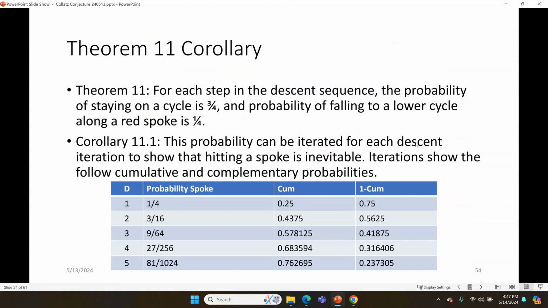And the complement there is 1 minus the cumulative, and that's 3/4 for 1 step. For 2 steps it's 0.5625. For 3 steps it's 0.41875. For 4 steps it's down around 1/3, and for 5 steps it's down around 1/4.